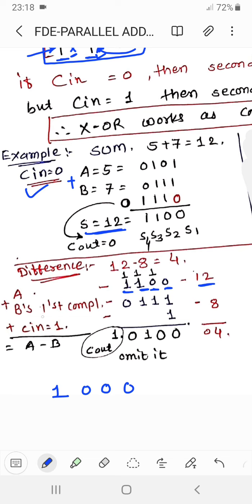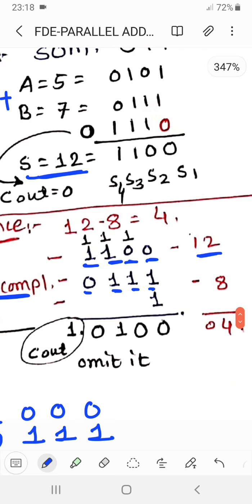So we are taking B's first complement, which means all the digits are complemented, so it is 0 1 1 1. That's why I am writing here 0 1 1 1. And the third point, that is carry in added. My carry in is 1 in this case, so I am adding 1 also. So ultimately now I am putting the summation of it.